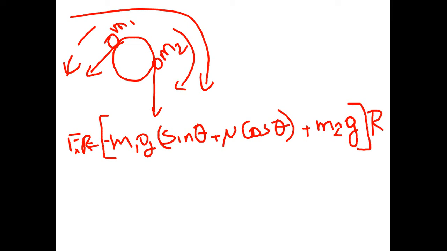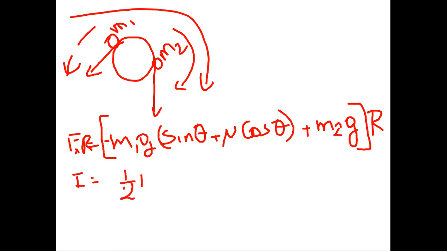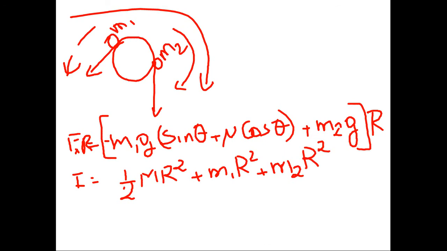For the inertia, we have the inertia of the disk that we said, which is half of m r squared, plus m1 r squared plus m2 r squared. And we said that torque equals angular acceleration times inertia.